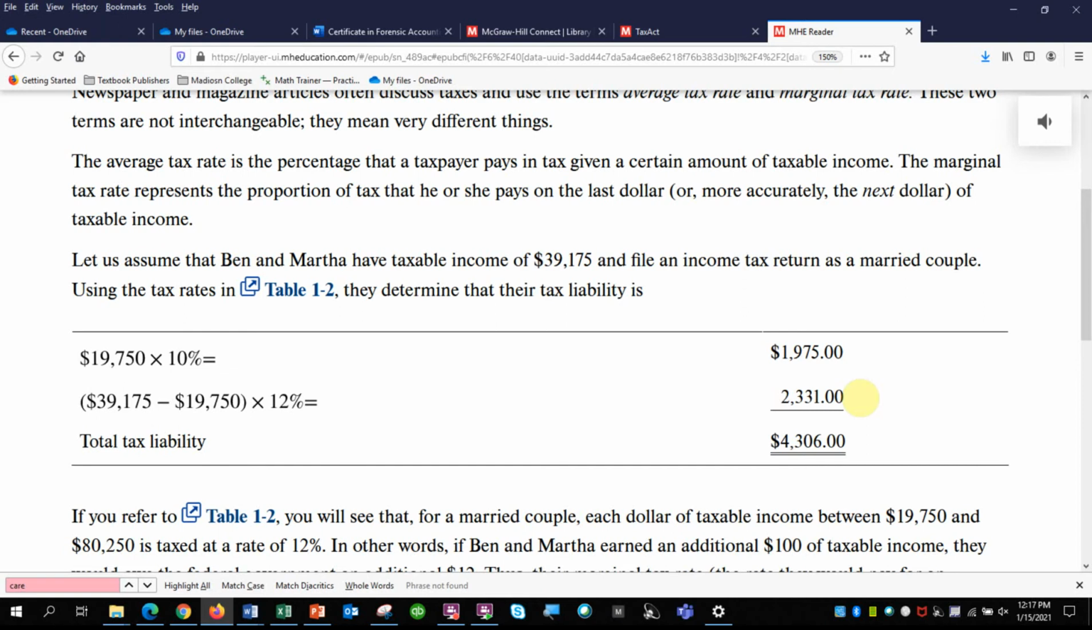I'll give you a minute, if you'd like, to calculate the average tax rate, or the true tax rate, for Ben and Martha. I'll give you just a few moments to calculate Ben and Martha's average tax rate.